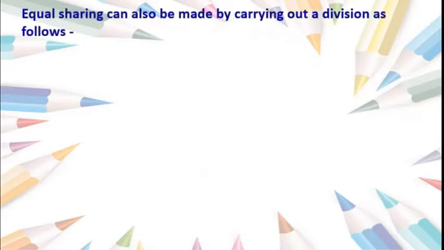Equal sharing can also be made by carrying out a division as follows. Here 84 saplings are there and 4 farmers are there. We will go through the division method. See here, 84, we will write under the line inside the division symbol, and we will write 4 outside because we have to divide 84 equally among 4 farmers, isn't it?